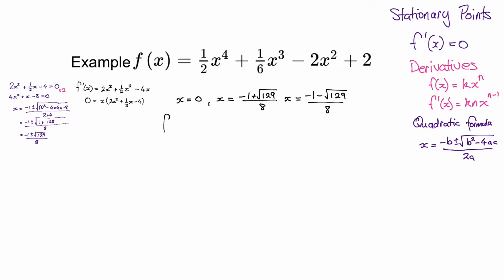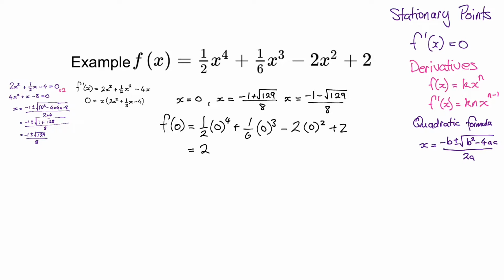So the first one, when x is equal to 0, is going to be a nice one to begin with. Our f of 0 is going to equal 1 over 2, 0 to the 4, plus 1 over 6, 0 cubed, minus 2, 0 squared, plus 2. Now each of these components, seeing that they're times by 0, are going to equal 0, so our f of 0 is just our last one, which is 2.